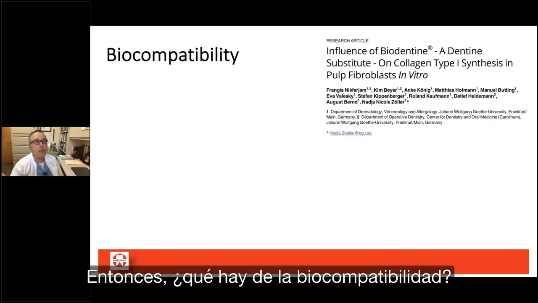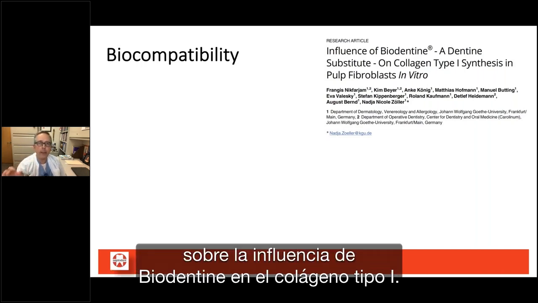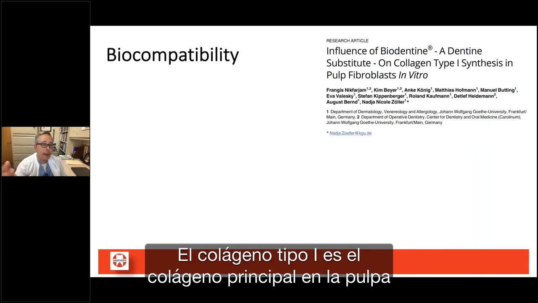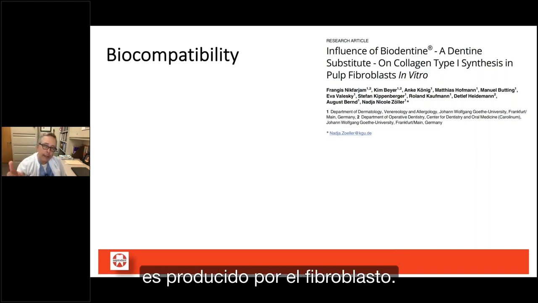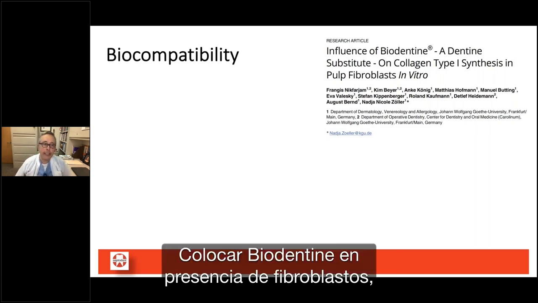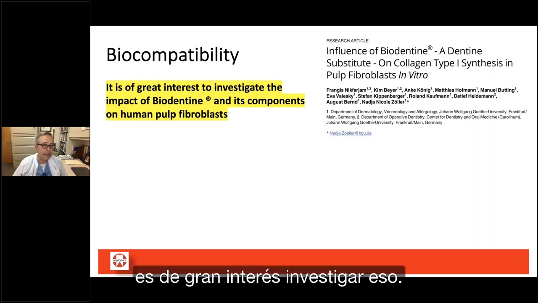So how about biocompatibility? This is a very well-designed study about the influence of Biodentine on collagen type 1. Collagen type 1 is the main collagen in the dental pulp, and it is produced by the fibroblast. Place Biodentine in the presence of fibroblasts, and it's of great interest to investigate that.